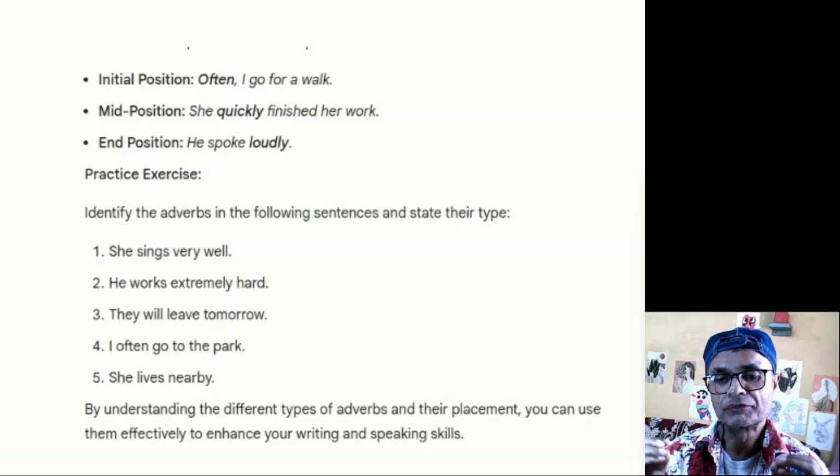Now look, by understanding these different types of adverbs and their placement, you can use them effectively to enhance your writing and speaking skills. So adverbs are of course a very necessary part of speech, but whether and when we should use them, I will talk about later in my intermediate grammar playlist. But this is the basic idea.